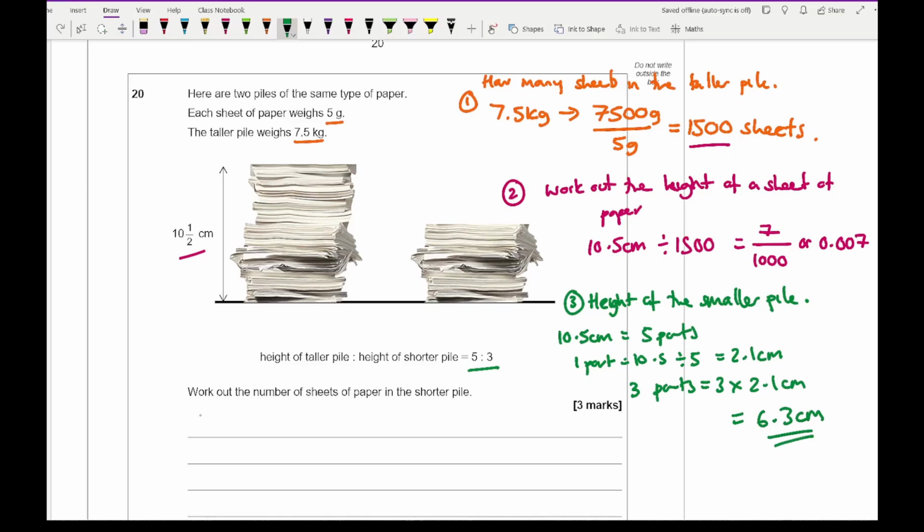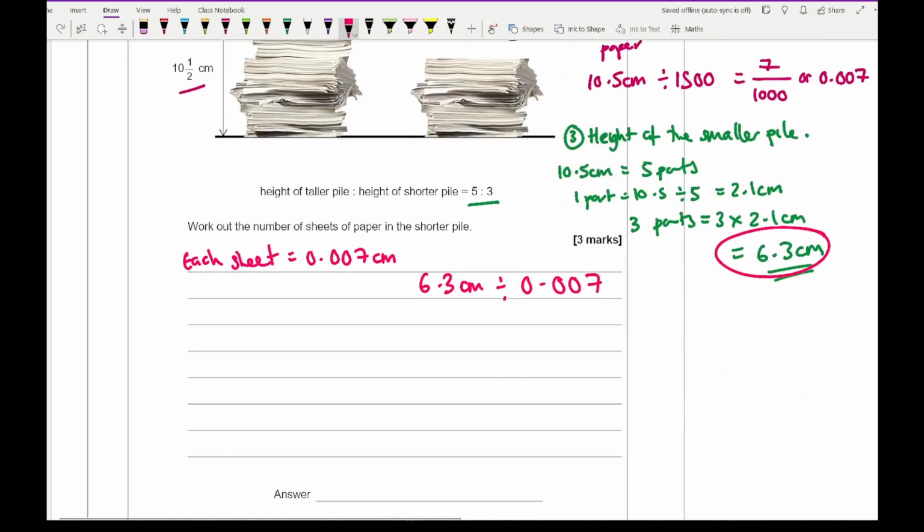Now, if each sheet of paper is 0.007, so each sheet equals 0.007 centimeters. The total pile is 6.3, so if I do 6.3 centimeters divided by 0.007, I should have the correct answer of 900 sheets.